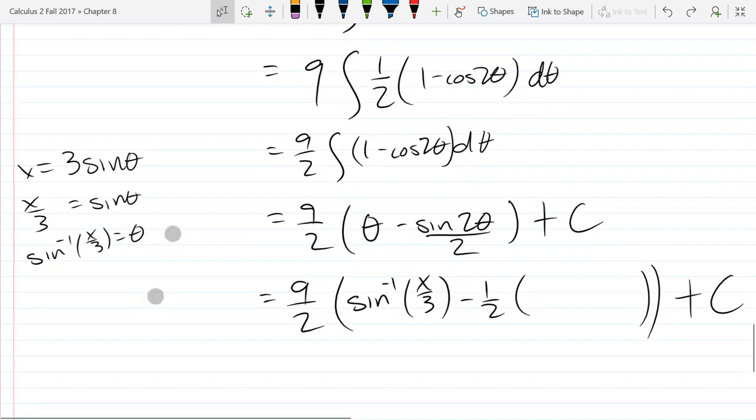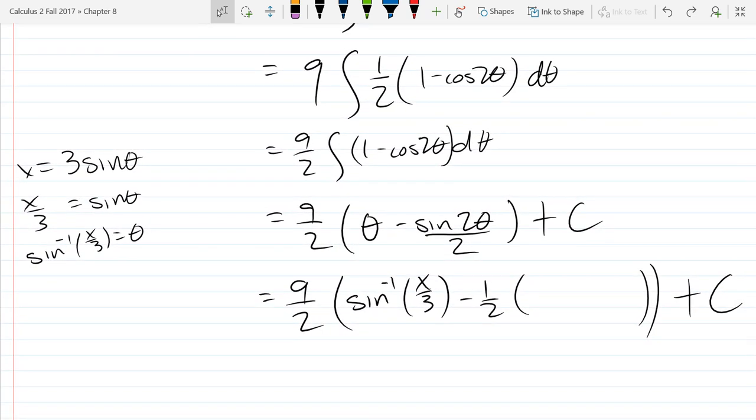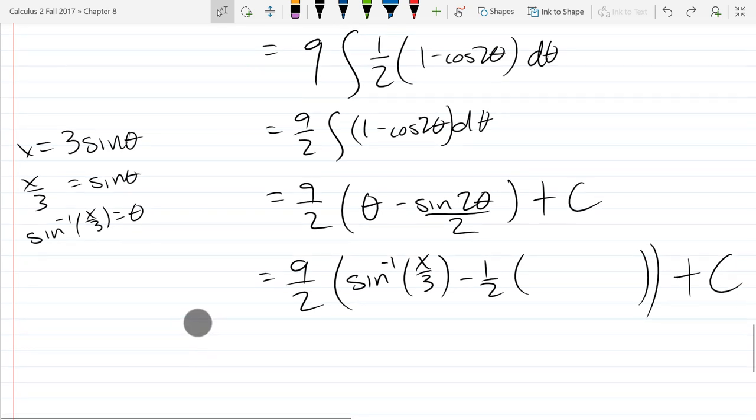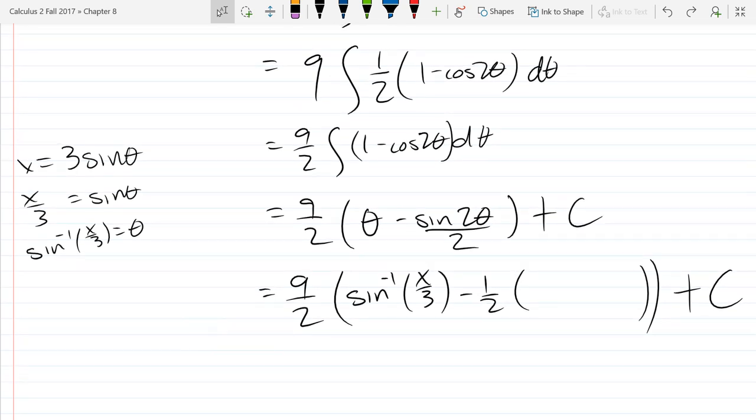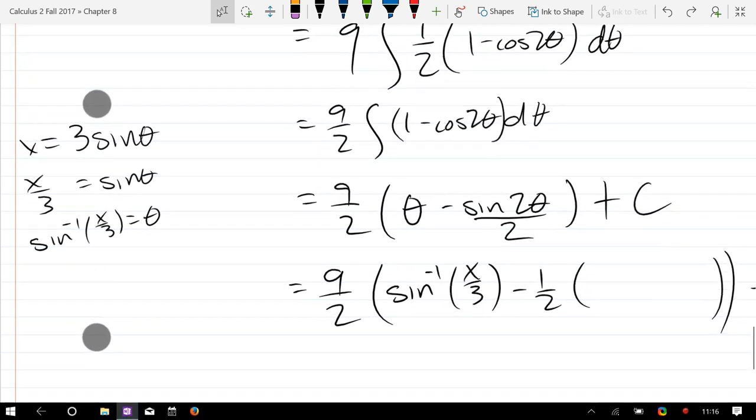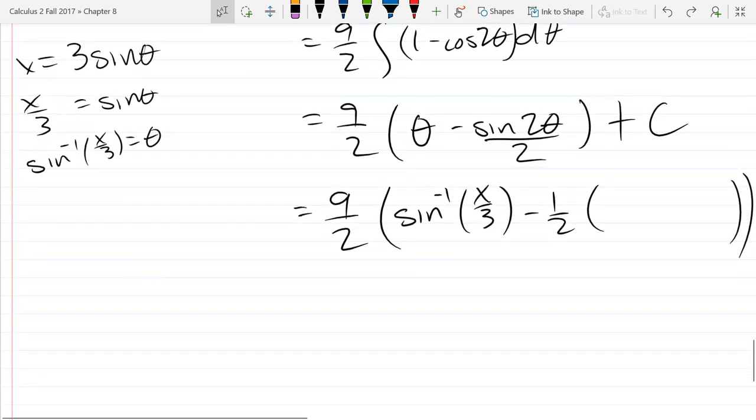So yeah, sine derivative doesn't change signs. Cos derivative changes signs. Except for hyperbolic, right? Those are a whole different bag. I don't have those memorized. I just look and see which ones are negative, which ones are positive. They're almost opposites, but not quite.